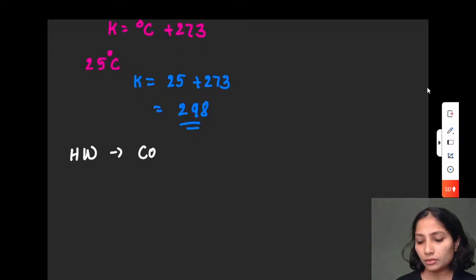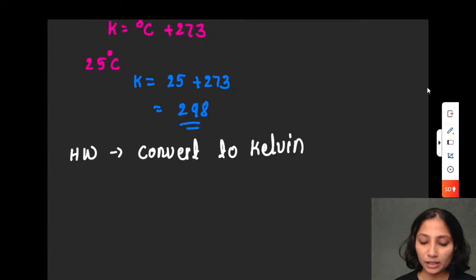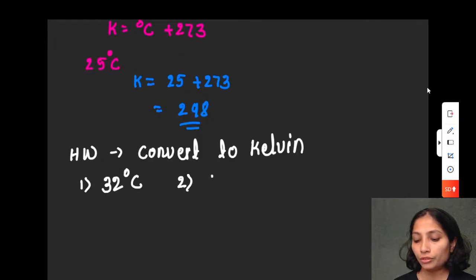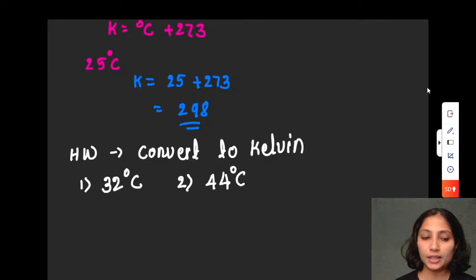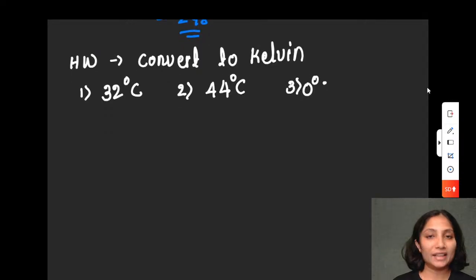Homework: convert to Kelvin scale. First one, 32 degrees Celsius. Second one, 44 degrees Celsius. And third one, 0 degrees Celsius. Okay, so convert this and let me know the answers in the comment section. Now let's go to the next conversion.